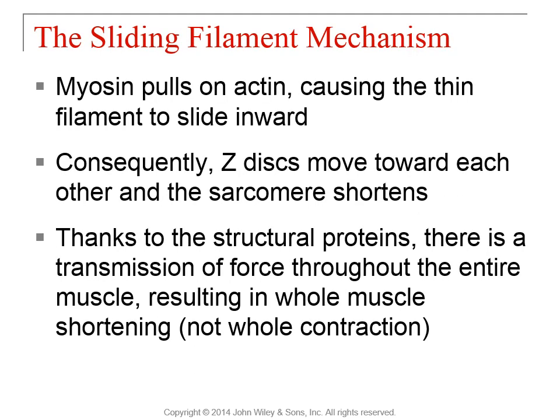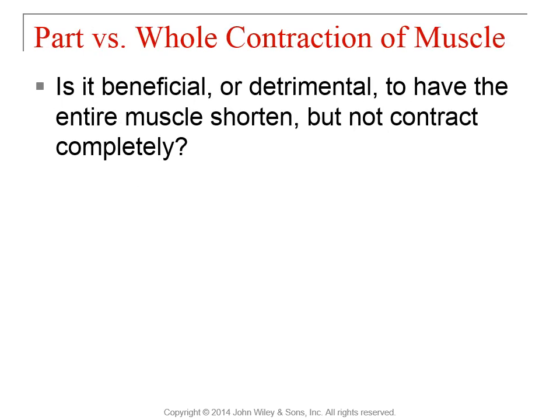So, the sliding filament mechanism. Basically, the myosin will pull on actin, causing the thin filament to slide inward towards the M-line. So the Z disc will move as the sarcomere shortens. Thanks to the structural proteins, there's transmission of force throughout the entire muscle, resulting in whole muscle shortening. That means it's not a whole contraction, and that's very important to remember as we talk about muscle control.